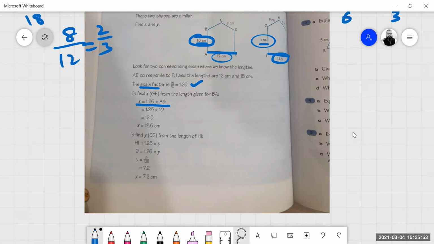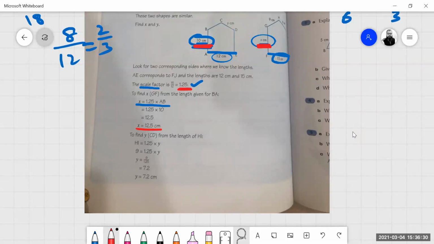The unknown value is equal to the scale factor multiplied by the value of the corresponding side. This corresponding side is 10, and the scale factor is 1.25. This will be equal to x. Now x will be 12.5. If this is 10, with the help of the scale factor, that value should be 12.5.